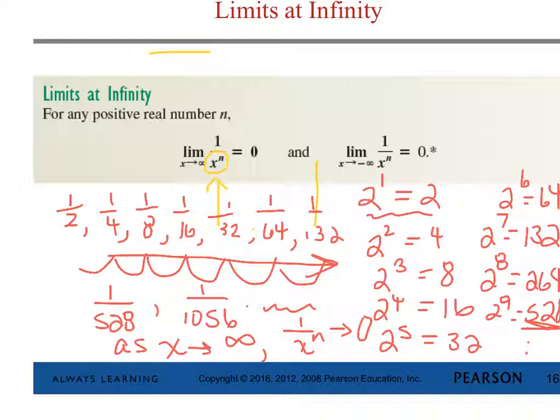And actually the same thing is going to happen. If these were negative, it wouldn't make any difference, because when you square or cube -2, they're going to alternate. This is going to be 2. This is going to be -2. This is going to be 4. This will be -8. This will be 16. This will be -32. Then 64. Then -132. Then +264. Then -528.